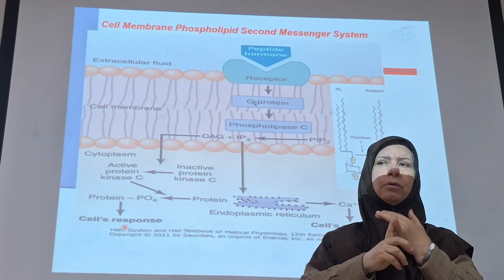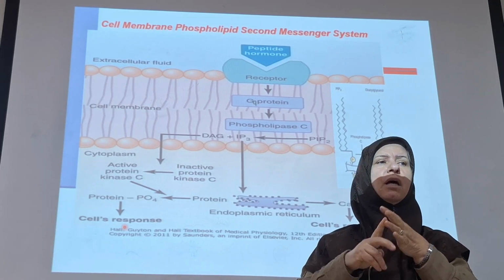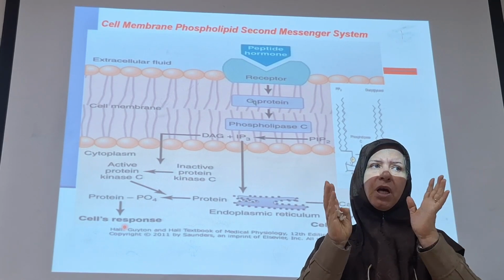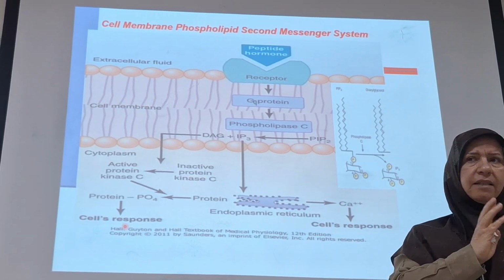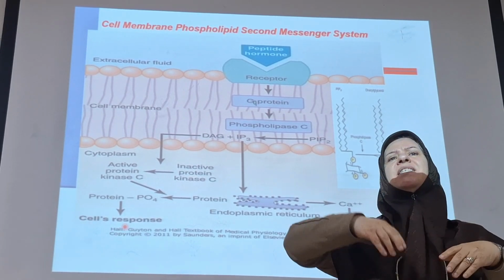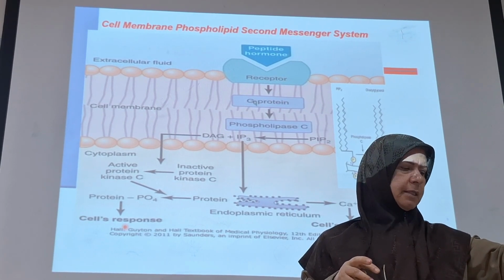Gq activates phospholipase C, which breaks down the phospholipid PIP2, converting it to IP3 and DAG. IP3 increases the calcium level and DAG activates protein kinase C.